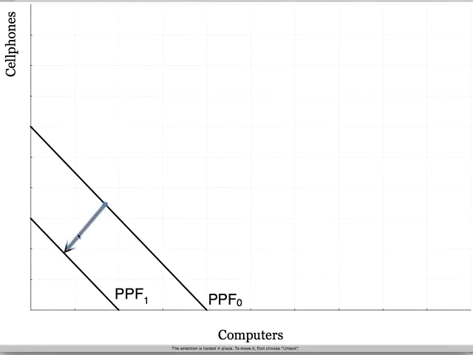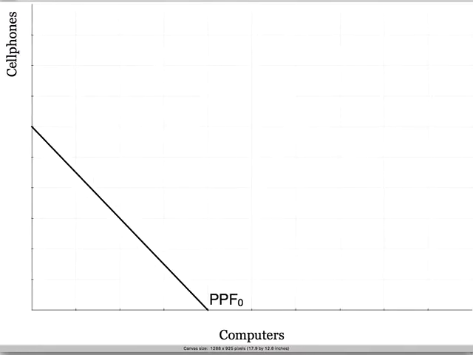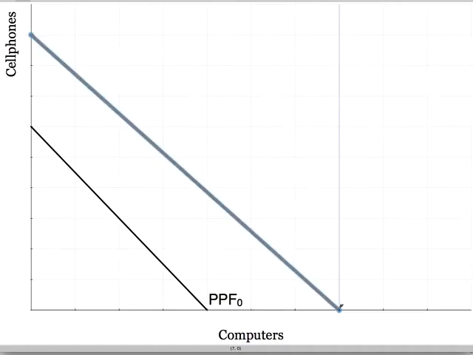The second part of this, and let me get rid of this. The second part, and let me take a look at it just to make sure, an increase in the capital stock. So if we increase the amount of capital that we have, that means we can produce more. So that's the important part of your explanation: as the capital stock increases, that is going to allow me to produce more cell phones, and it's going to allow me to produce more computers. So the only way I can graphically represent that is to have a PPF that shifts outward.